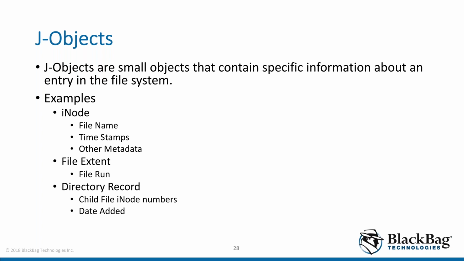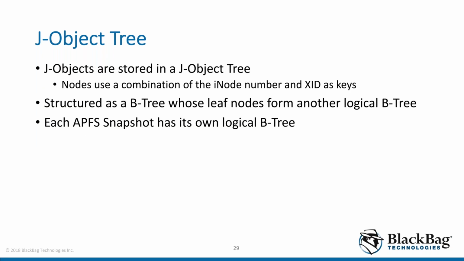Another example I give is the directory records. For every directory on the file system, there is a J object for every single child node. So that's how you're able to build the directory tree, right? You parse these J objects. These J objects will live inside of root nodes inside of a tree that we're going to be able to find. So J objects are structured to be able to locate them in a tree.